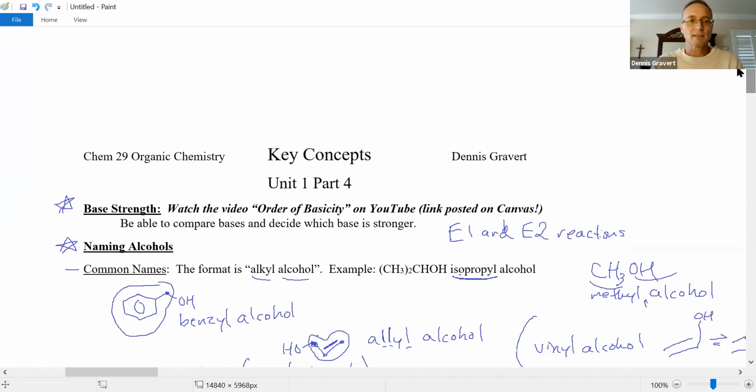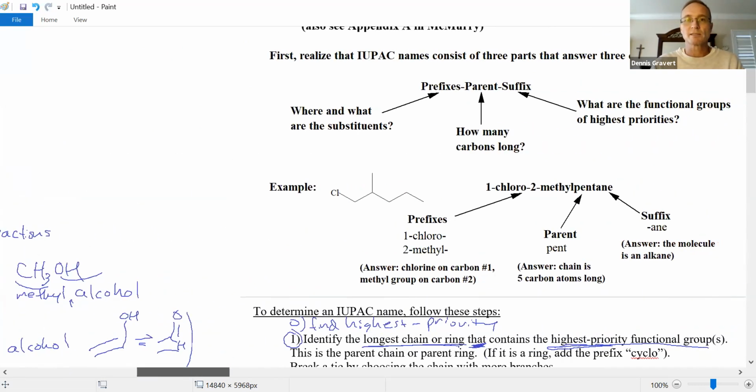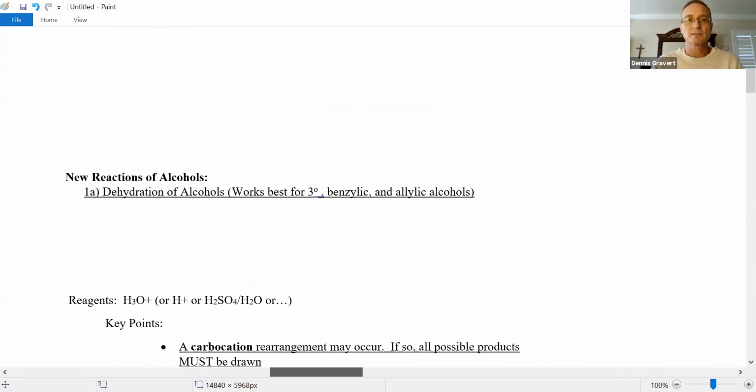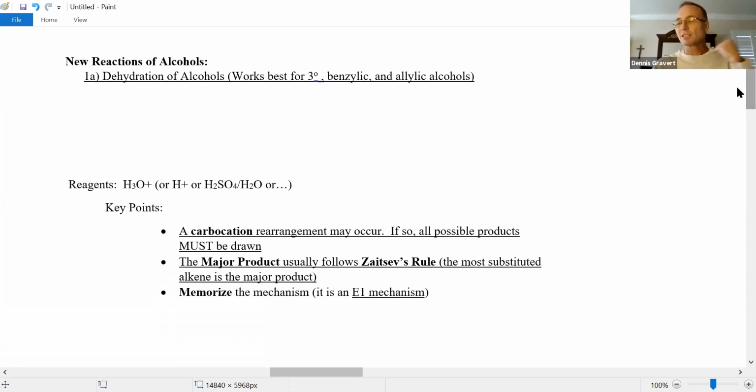All righty, let's move on to some new reactions. Okay, what else can you do with the alcohol group? Well, you can make alkenes out of them. So let's start, and there's three ways. This is reaction number 1A. It works best with tertiary, benzylic and allylic alcohols because you're going to make a carbocation. And tertiary, benzylic and allylic carbocations are more stable than secondary and primary.